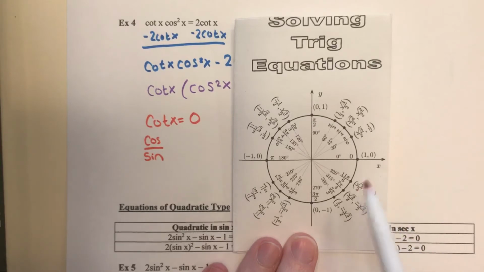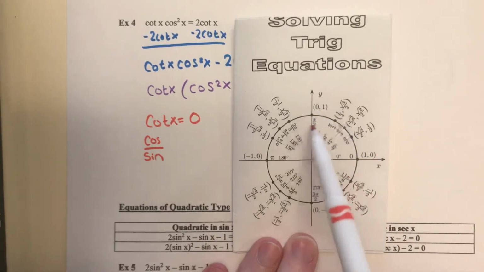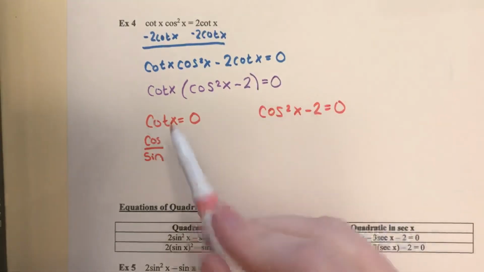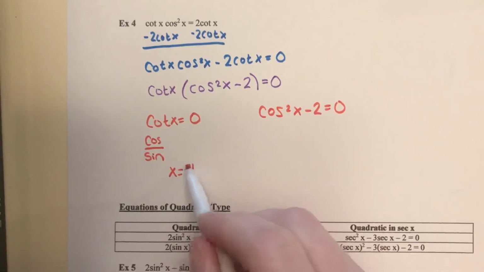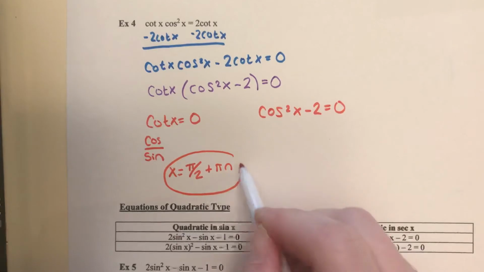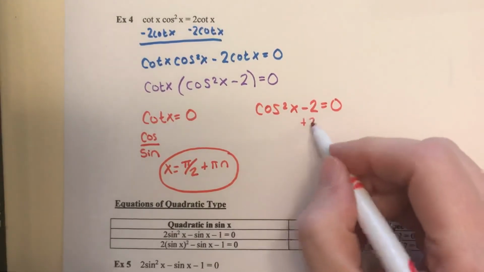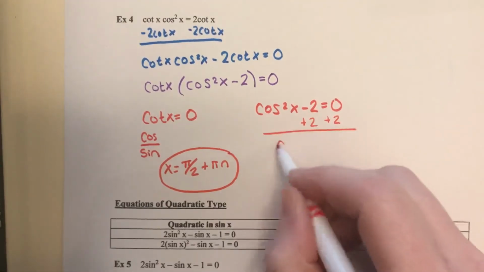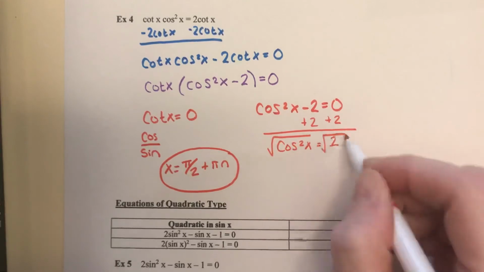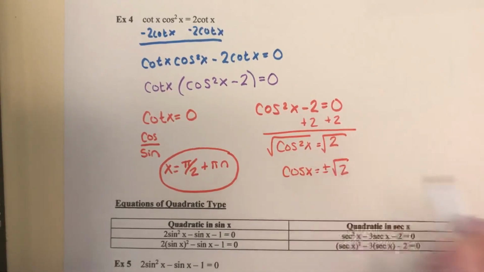So if I divide cosine by sine and I get 0, that would happen right at the top here at pi over 2. So x would equal pi over 2, and I'm going to add a pi n to that. Now over here, I'm going to add 2, and I'm going to take the square root. And that would give me plus or minus root 2.